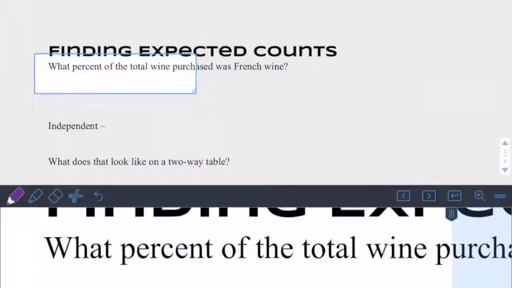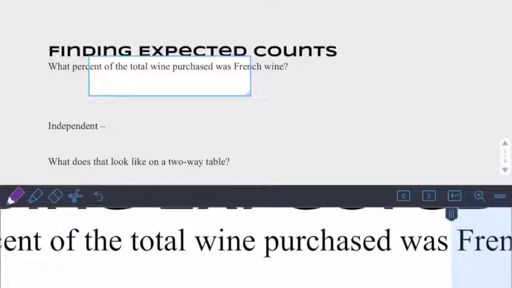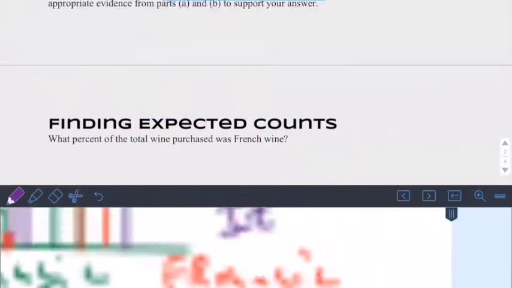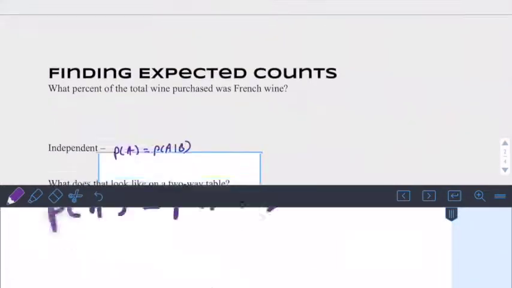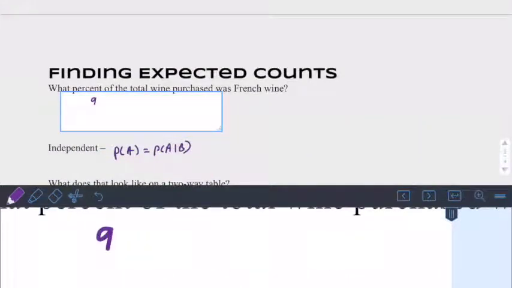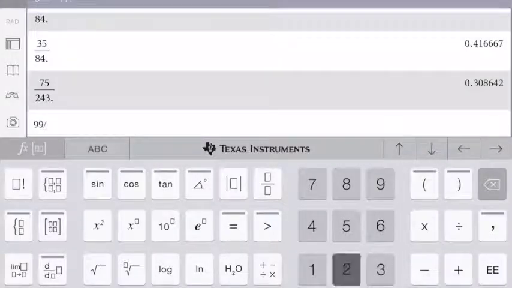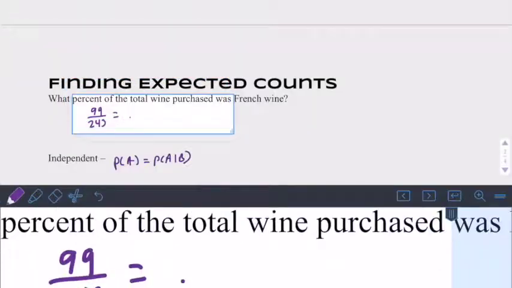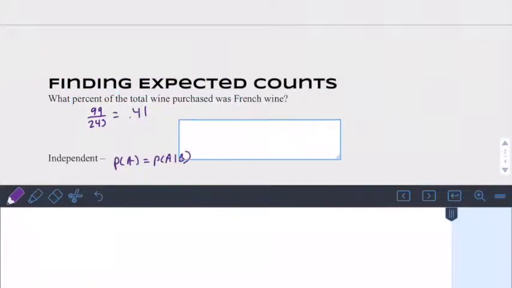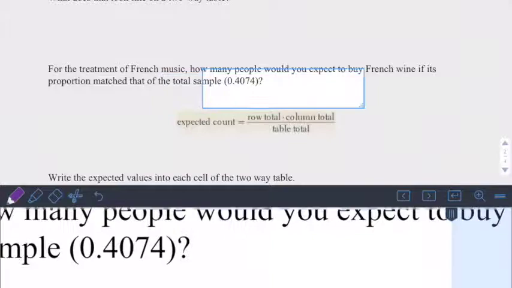So then what we need to do is find expected counts. So what percent of the total wine purchased was French wine? Well, 99 out of 243 bottles were French wine. So that's about 41%. So now we're going to skip this independent section. It just got a little separated.